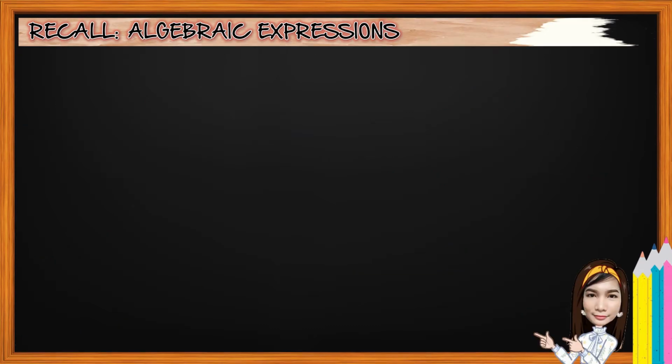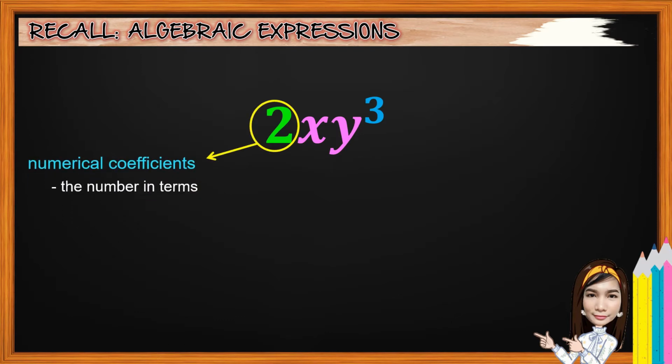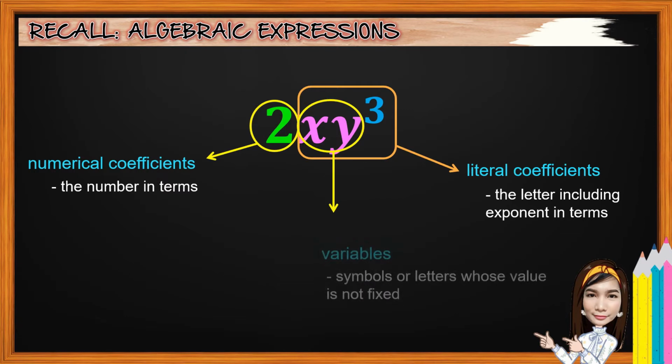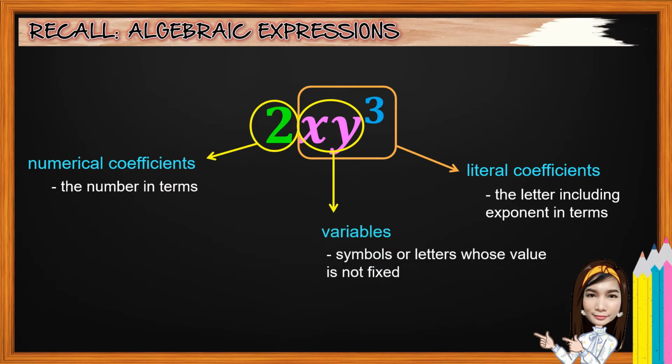Now, given the algebraic expression 2xy cubed, 2 is the numerical coefficient or the number in terms, xy cubed is the literal coefficient or the letter including exponent in terms, x and y are the variables or symbols or letters whose value is not fixed, and 3 is the exponent.